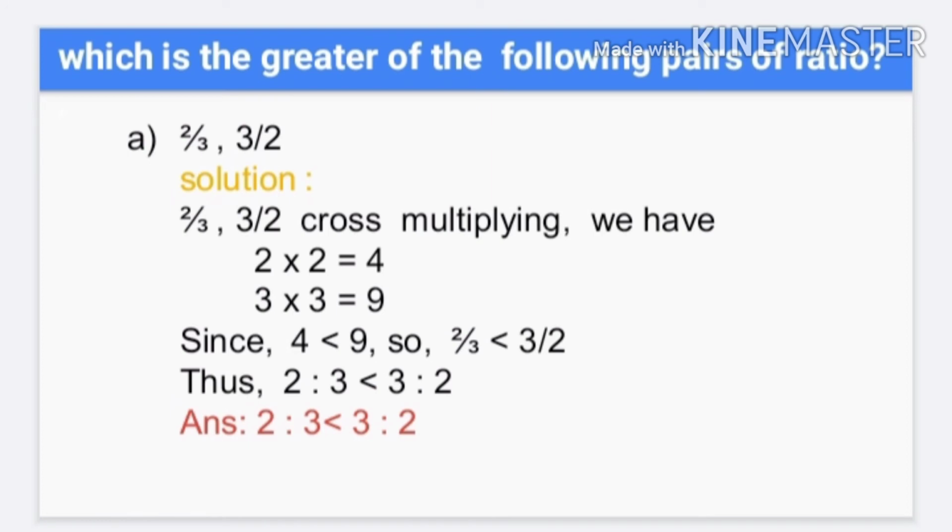Which is the greater of the following pairs of ratio? First one, 2 by 3 and 3 by 2. Cross multiply. 2 2s are 4, 3 3s are 9. Since 4 less than 9, so 2 by 3 less than 3 by 2. 2 is to 3 less than 3 is to 2. The greater ratio is 3 is to 2.